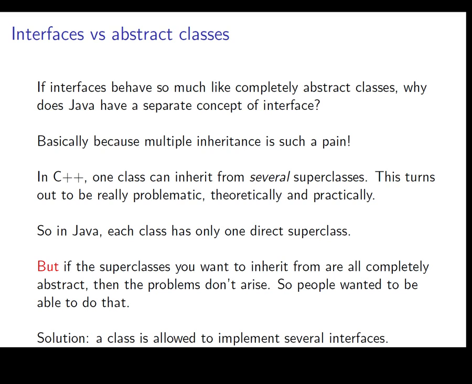So Java managed to satisfy the desires of those people without getting into the trouble that C++ had experienced with multiple inheritance by saying, we will have interfaces, and you will be allowed to implement several interfaces. And so that's what happens. That's basically why we have both abstract classes and interfaces, instead of just saying, well, an abstract class can be completely abstract.